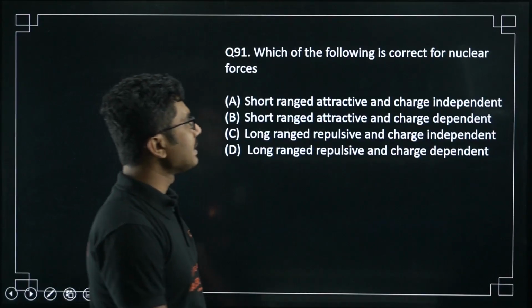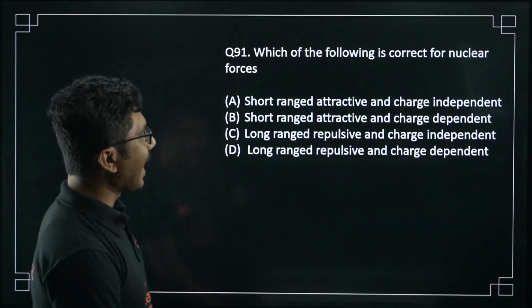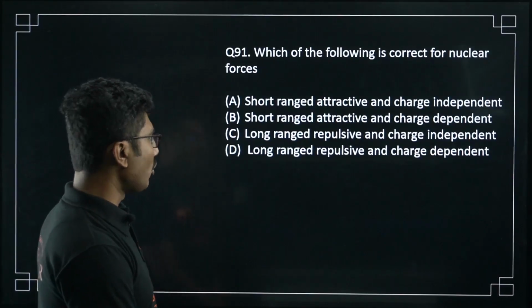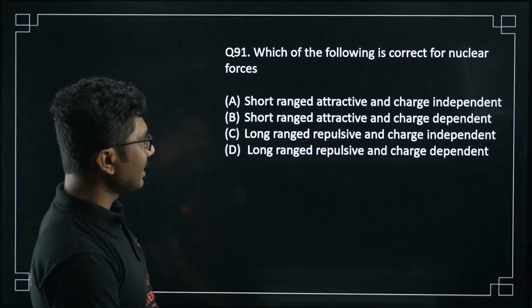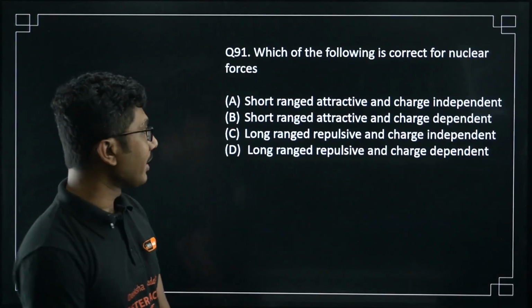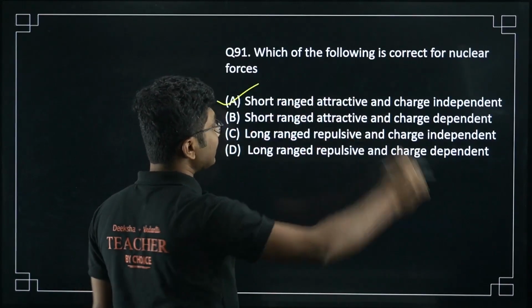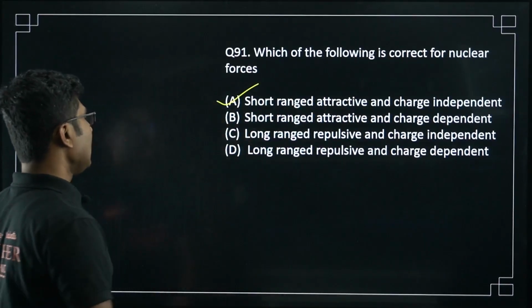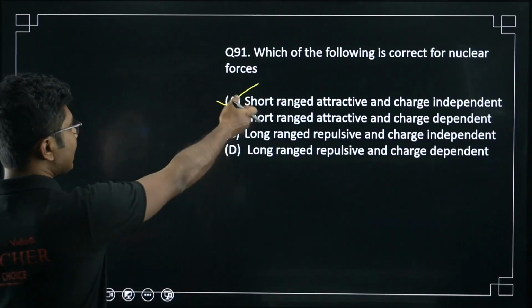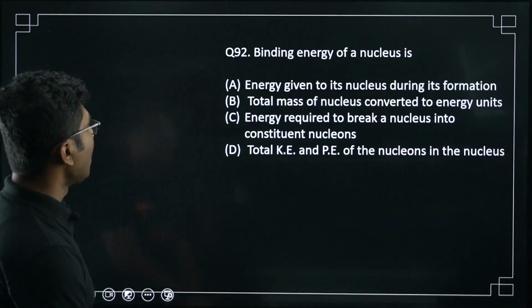Which of the following is correct for nuclear forces? Short range, attractive, and charge independent. Short range, attractive, and charge dependent. Long range, repulsive, not long range. So nuclear forces are always short range and charge independent, so option A is the correct answer. As soon as you see long range, you can ignore those options.